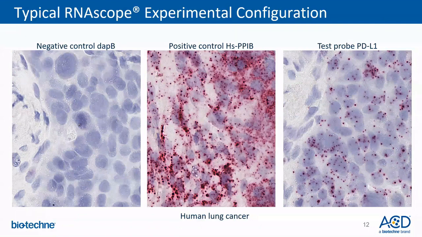The positive control serves as our indication that the overall RNA integrity is good in the sample. Because the negative and positive control images look good, we can consider this tissue QC pass. Then we can proceed to the marker stain, in this case PDL1, which gives us a nice interpretable image shown in the right-hand panel.